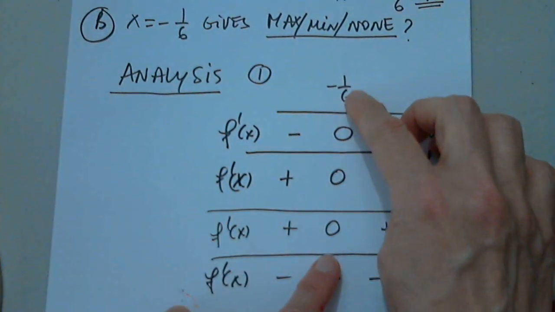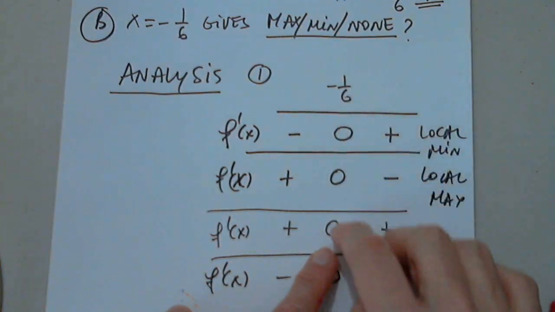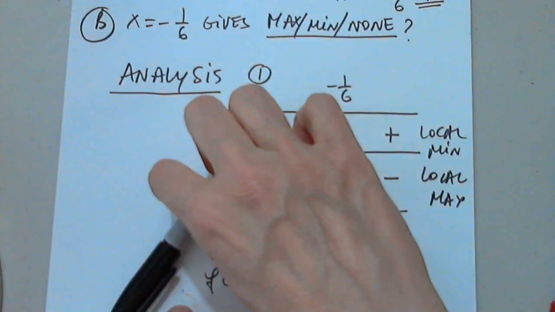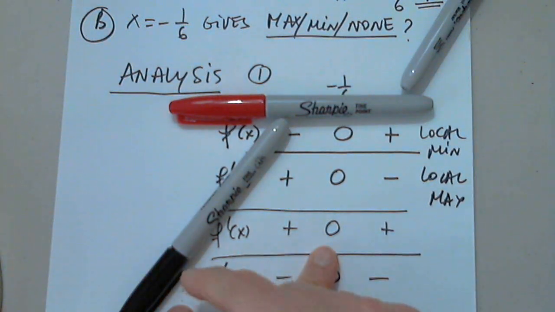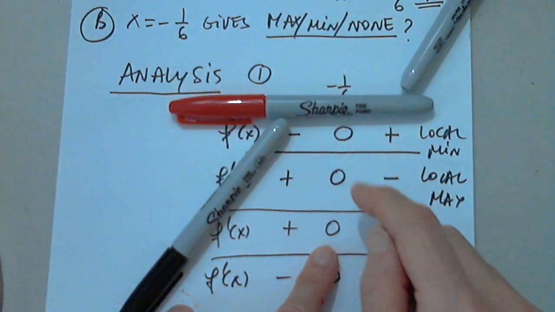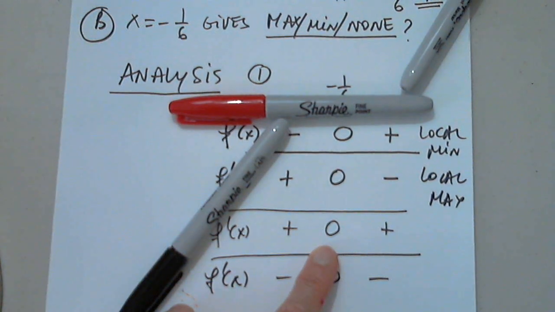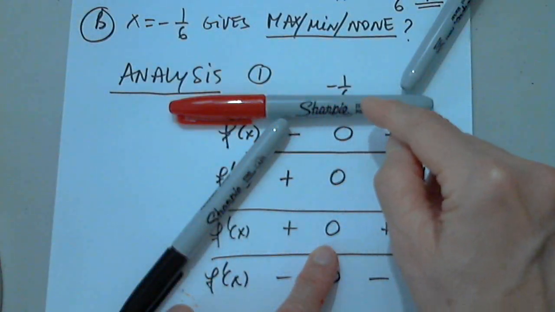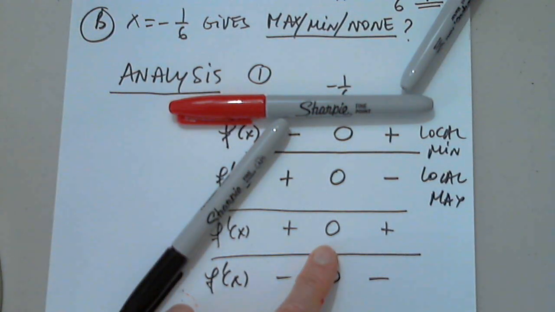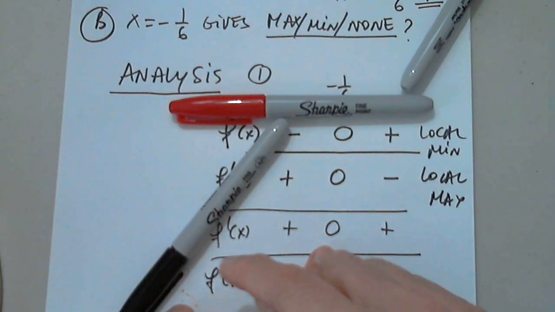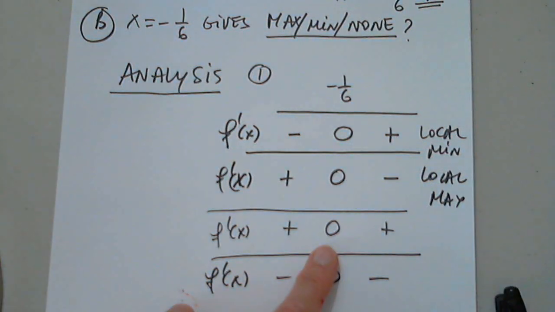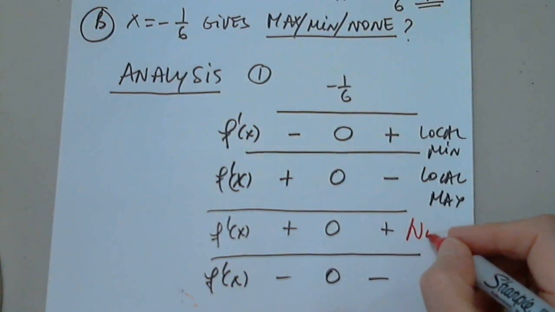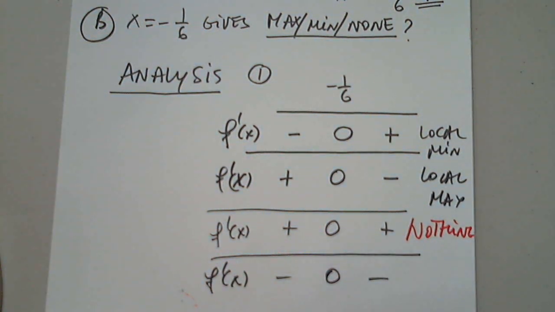What if we find a critical number as being negative 1/6, the derivative is 0, and then we find this. Positive, 0 slope at that point, and then positive. What type of point is this? Nothing. Absolutely. In other words, I should say no max or min.